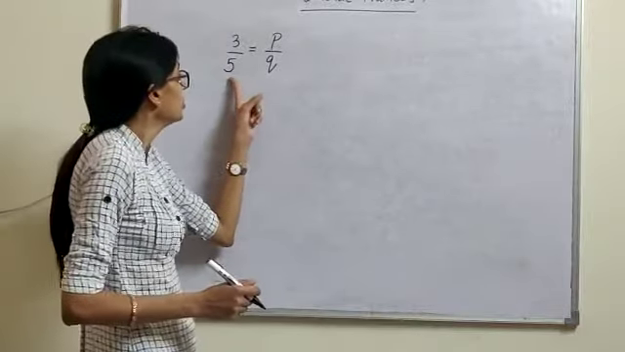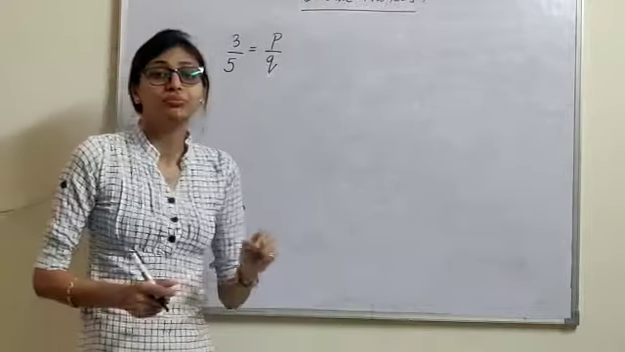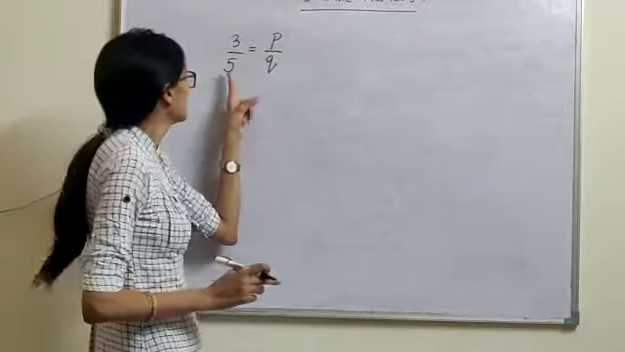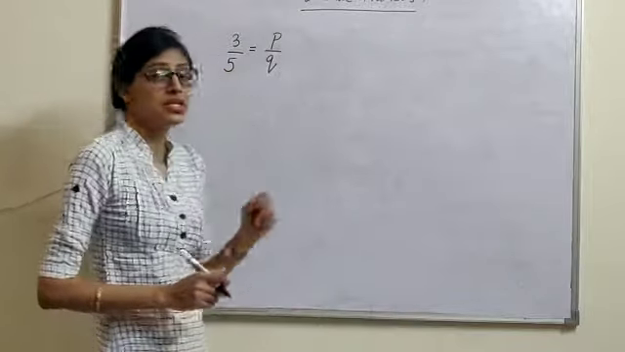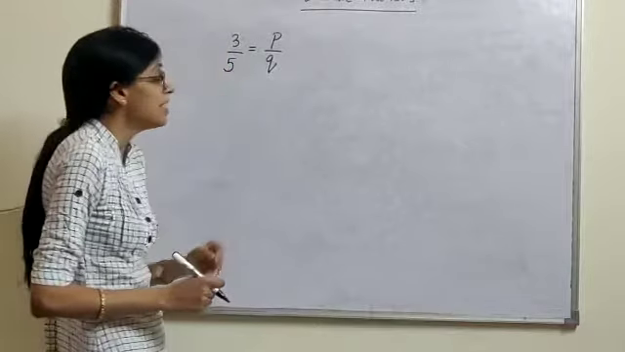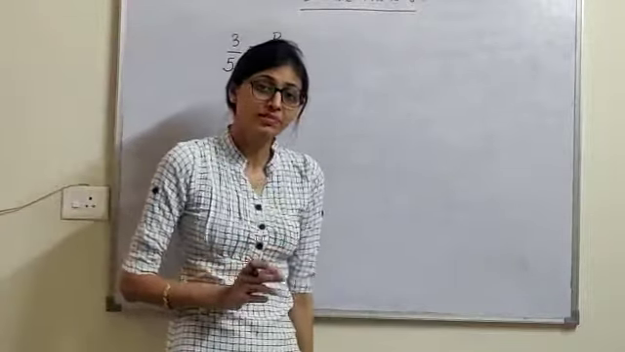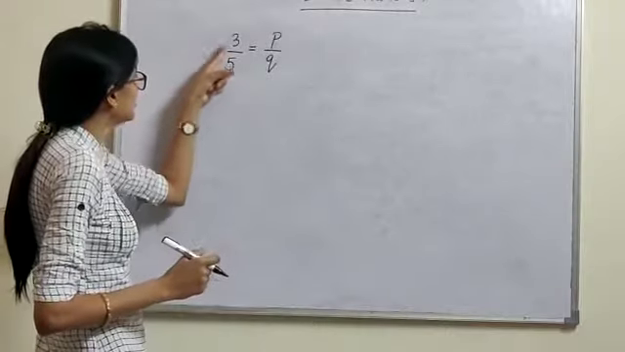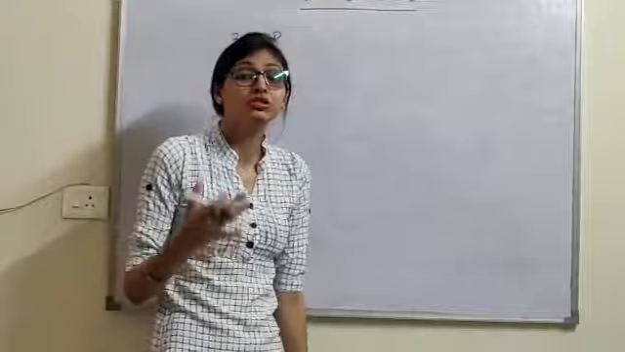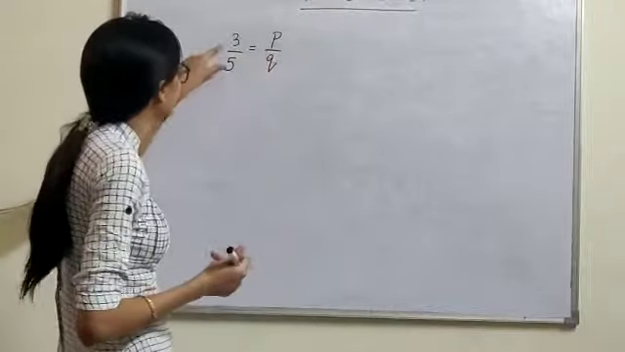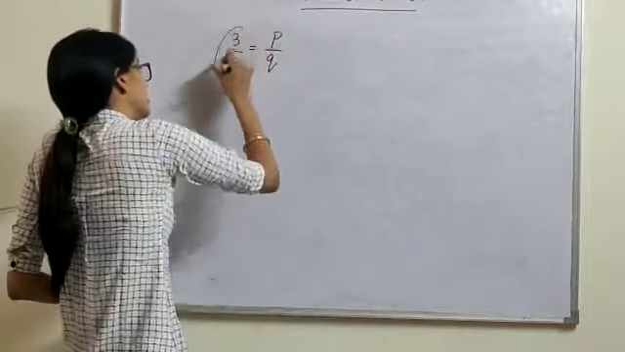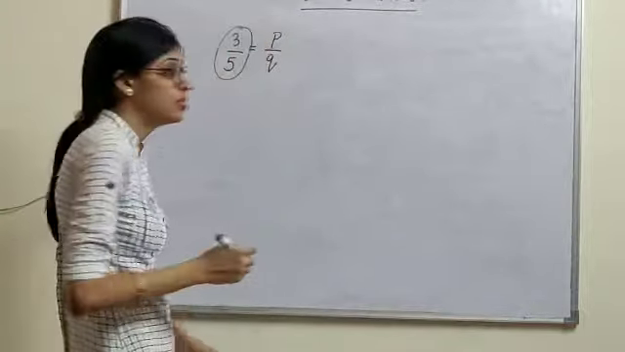So, what I have told you is that the denominator should not be negative. Here the denominator is positive, so the first condition is satisfied. Now check whether 3 and 5 have the common factor as 1. Yes, the common factor is 1 because 3 and 5 don't come in any table together. So only 1 is the common factor between 3 and 5. So this rational number is in standard form.